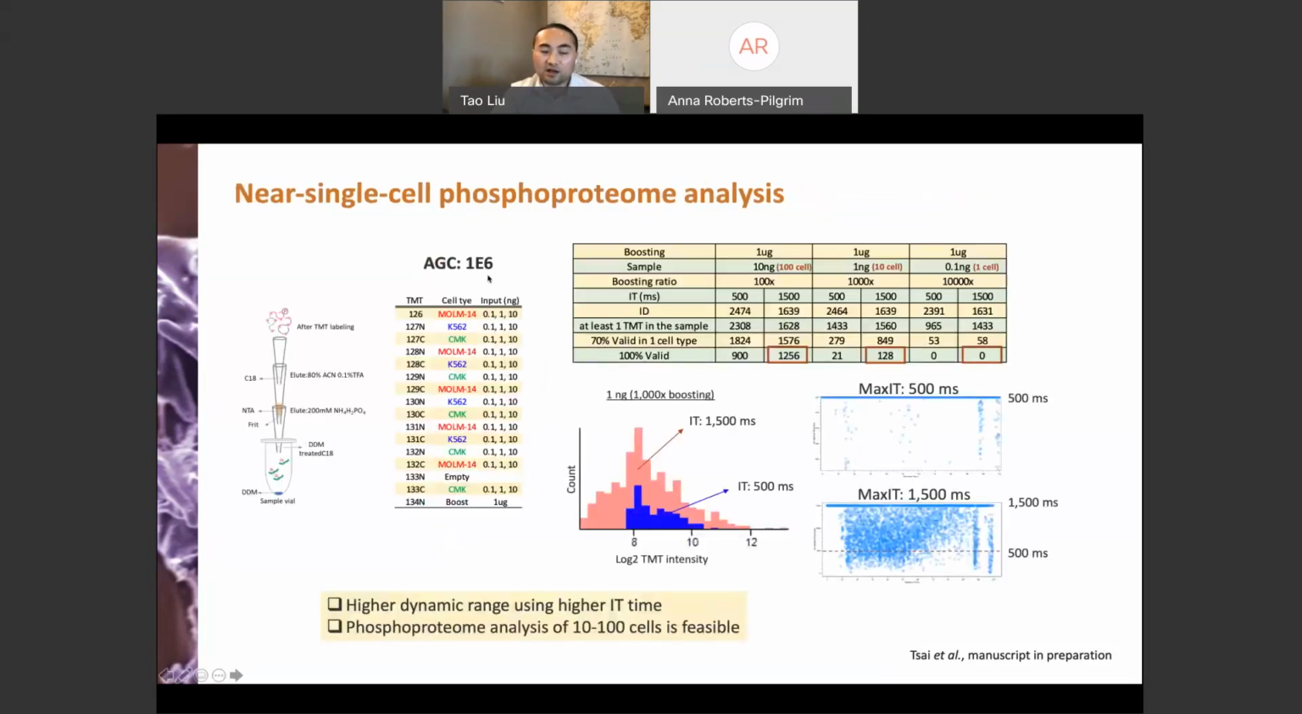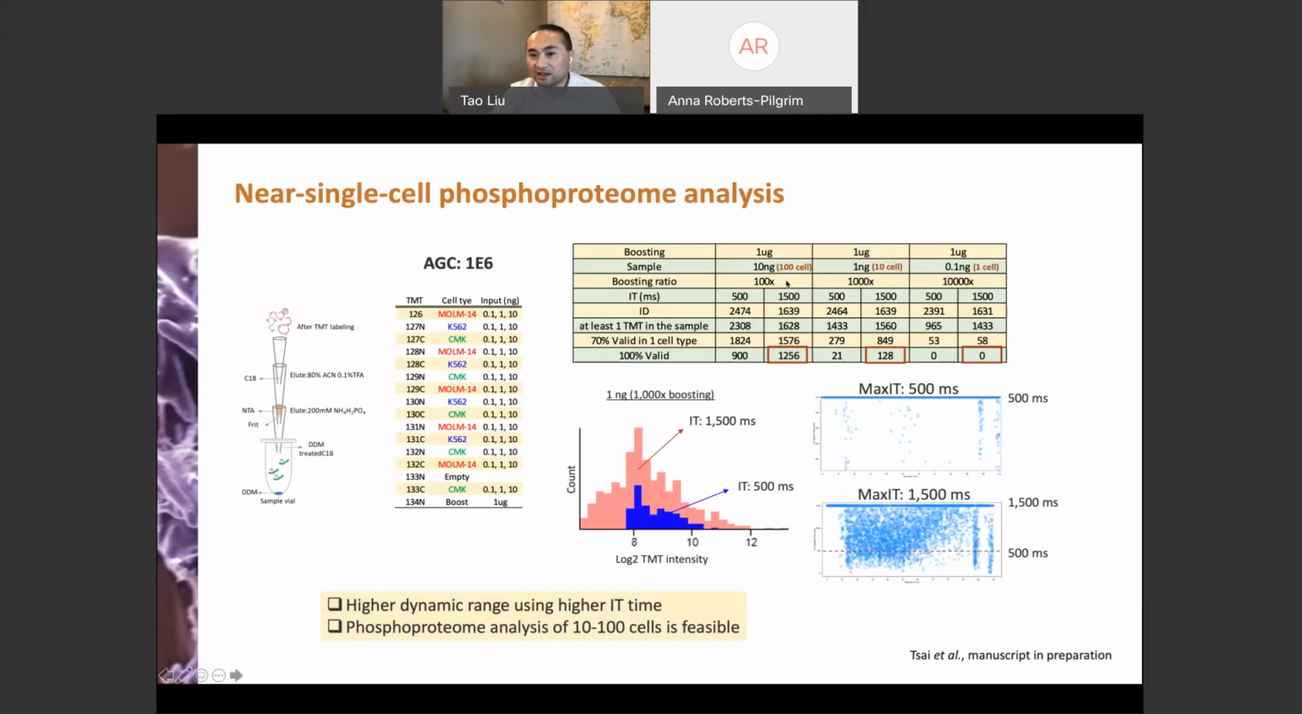Here, we also increased the AGC to 1E6, because this is a phospho analysis. The complexity of the sample is not as limiting as in the global sample. That's why we not only increased AGC, but also increased the ion injection time from 300 to 500 and then 1,500 milliseconds. Comparing the results, as you can tell, 1,500 milliseconds definitely gives us better results here.